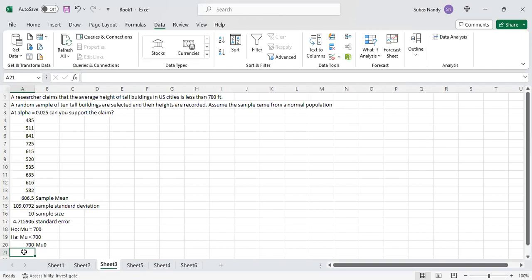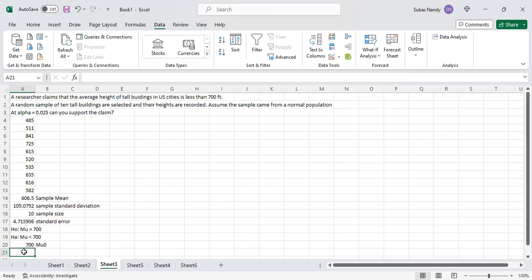That is, take the difference between the sample mean and the hypothesized population mean, and then divide the difference by the standard error of the sample means. That means how many standard errors away from the hypothesized population mean is the sample mean located.